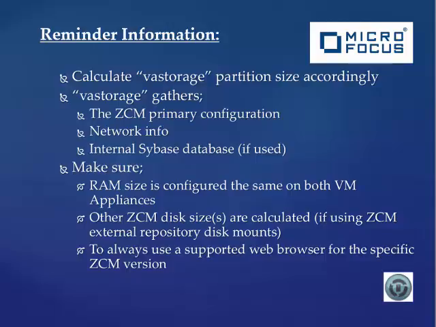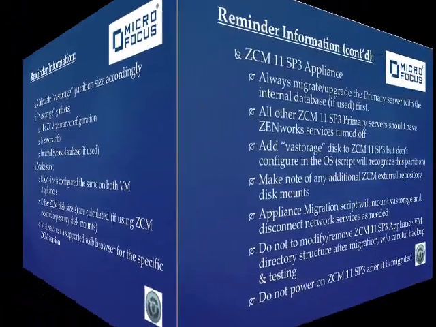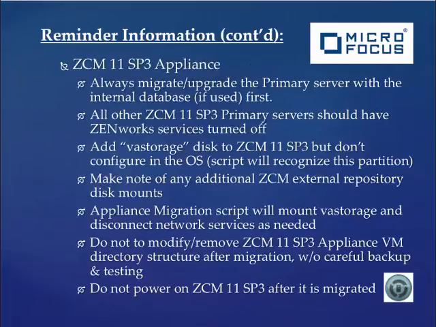Each appliance for the 11 SP4 will have a VA storage partition disk. Be sure to check the documentation on guidelines for calculating the VA storage size. In our example, we've calculated 100 gigabytes for the size of the VA storage partition disk for network settings, configuration data, and the internal Sybase database. If you are using the internal embedded Sybase database for your zone, start the ZCM migration on the primary server holding this internal database. Follow the same migration steps if you have an additional 11 SP3 appliance in the zone to be migrated.